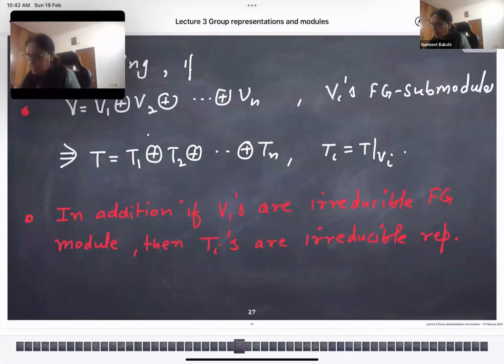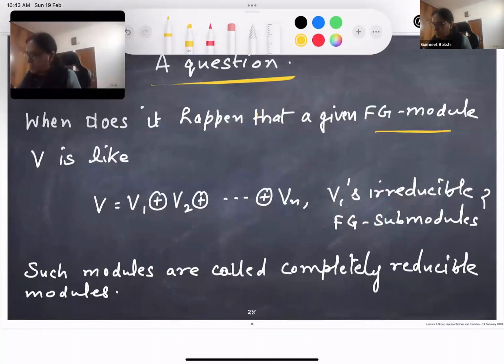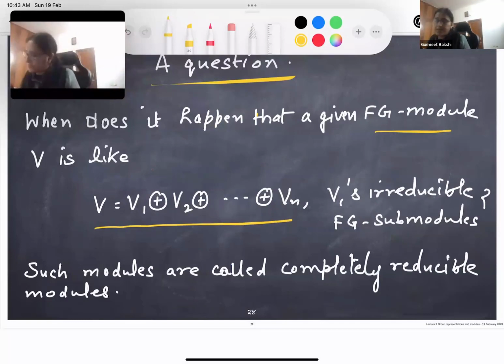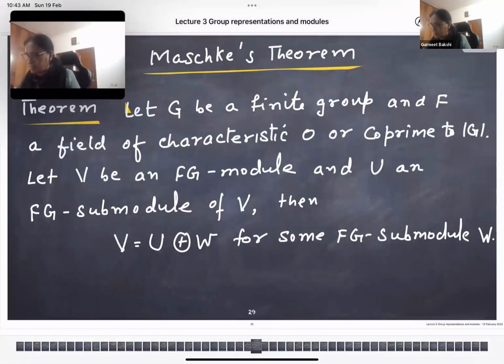So this is the same thing, but now instead of two components, I have decomposed V into FG submodules. Then my T breaks as a direct sum of sub-representations. So this is my next question: when does it happen that a given FG module breaks into a direct sum of irreducible FG submodules? Such modules are called completely reducible modules, or semi-simple modules.